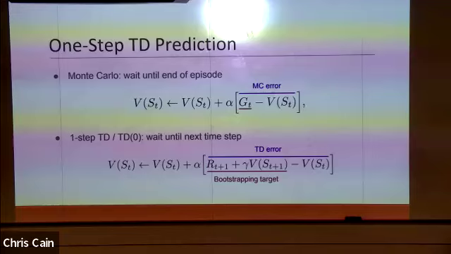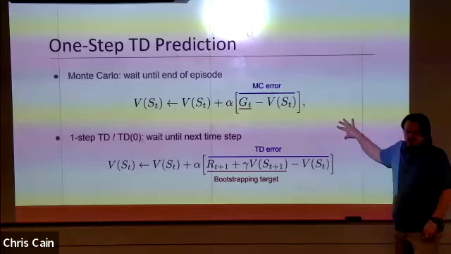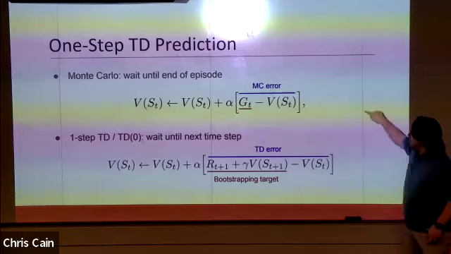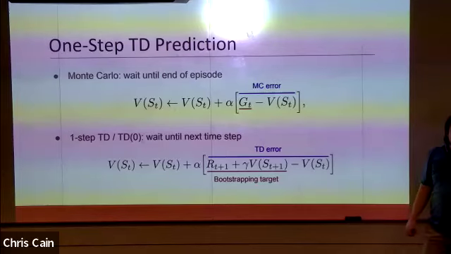With temporal difference, we are going to now just wait until the next time step. At the next time step, we're going to use the expected value of being in this state to back propagate that, just that one step.